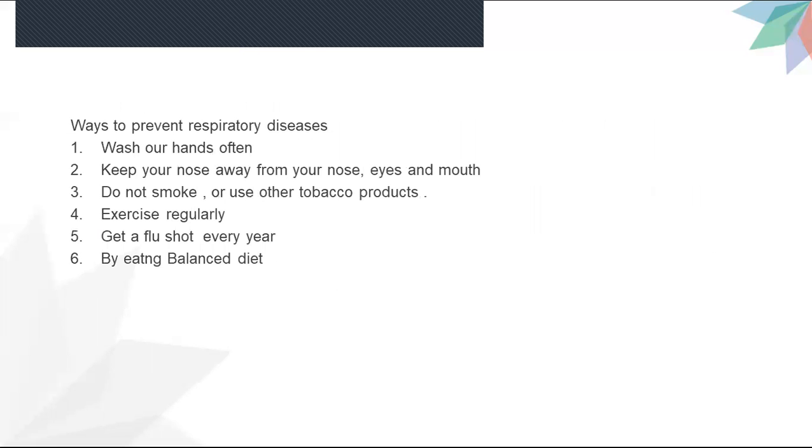Now, the next topic: what are the ways to prevent respiratory diseases? This is the last topic of this chapter. We already studied four kinds of respiratory diseases, and some of the diseases are affecting the lungs, some are affecting the respiratory tract, and some are affecting both lungs and respiratory tract. So, what are the ways to prevent respiratory diseases?